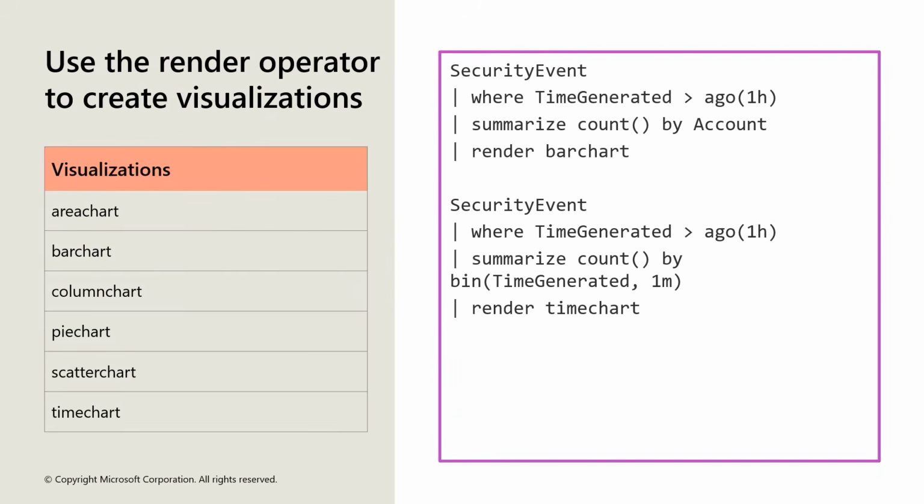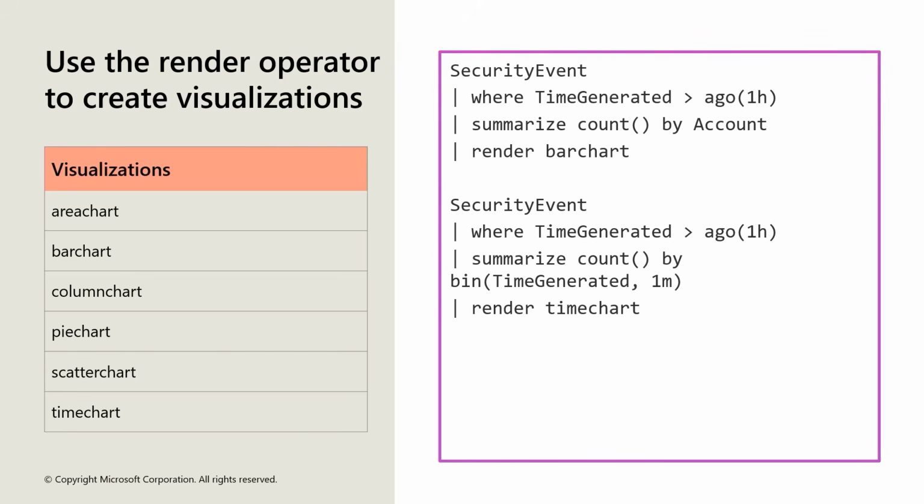Our next operator is the render operator. The render operator in KQL is used to return query results in visualizations like charts or graphs, which are perfect for things like dashboards or if you need to get quick insights. The first query filters events for the past hour in our example. It counts how many events are associated with each account and then uses the render barchart command to display the results in a bar chart. This is great for quickly seeing which accounts have been most active.